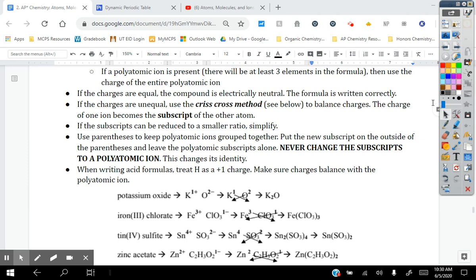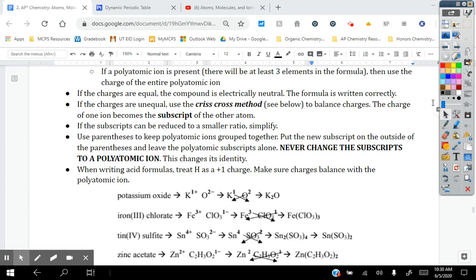If the charges are unequal, we're going to use the crisscross method that I mentioned before to balance charges. We've already had some practice with this because we've had to work backwards to find the Roman numerals. So this is just going to be more practice with some of the same stuff. If their subscripts can be reduced to a smaller ratio, simplify them. I'll show you that in an example in a minute.